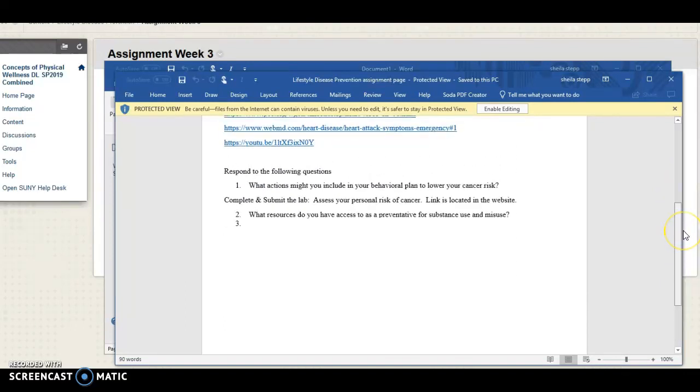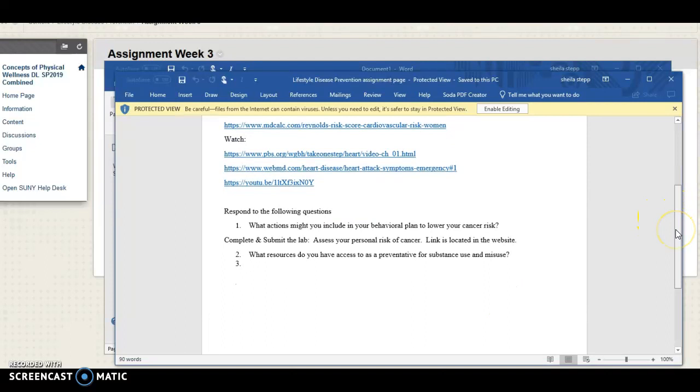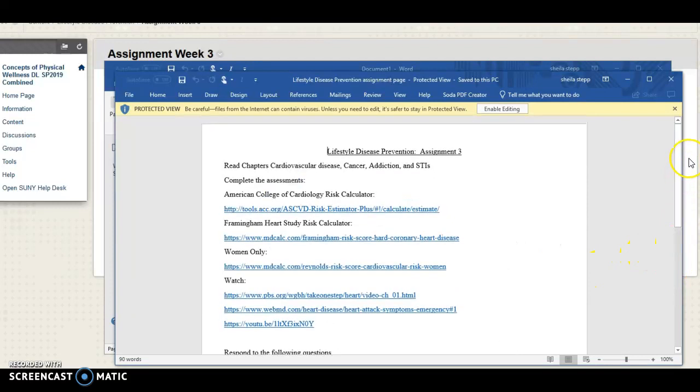So then you want to respond to the following questions. And again, you would not take this whole document and just write in here. I don't need to see all of these items. All I need for you to do is write out your answers in full sentences. So what actions might you include in your behavioral plan to lower your cancer risks? And so those are some of the most basic things.